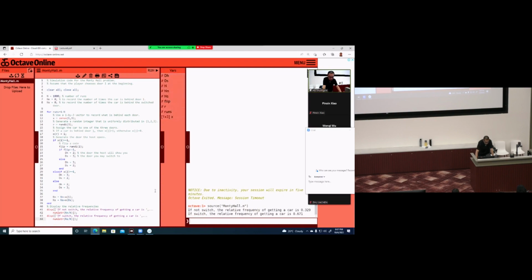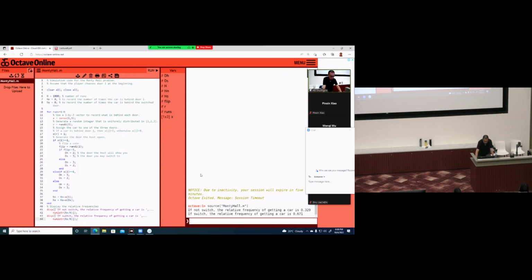So here you see that among those 1,000 runs, if I don't switch, then the relative frequency of getting a car is this: 329 times out of 1,000 I will have the car. If I switch, then 671 times I will receive the car. Because this is random, you see that the first number is very close to 1/3, and the second number is very close to 2/3, right?